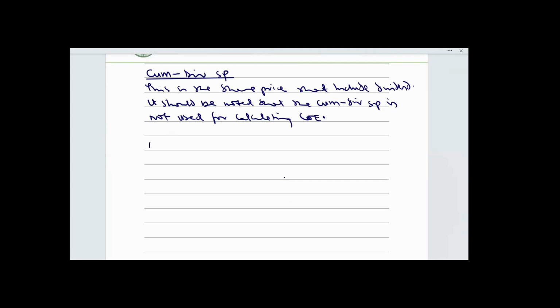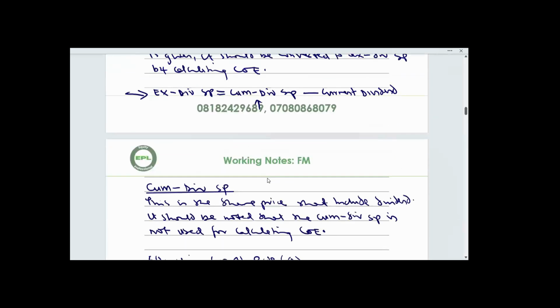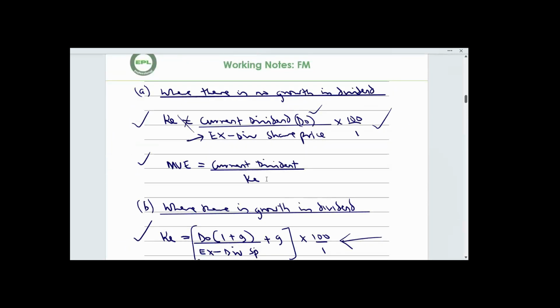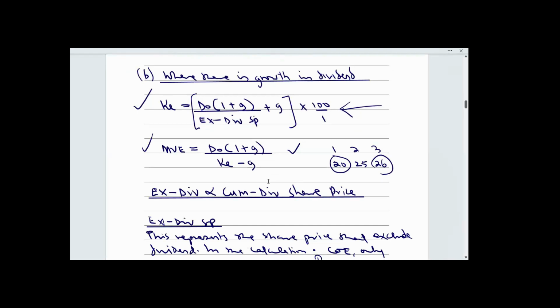So, estimating growth rates, G. Recall earlier on when I was calculating cost of equity where there is growth. This G, the G you are seeing in this formula, on the day of your exam, you may not be given. Therefore, how do you estimate the growth rate? That's what I want to show you now.